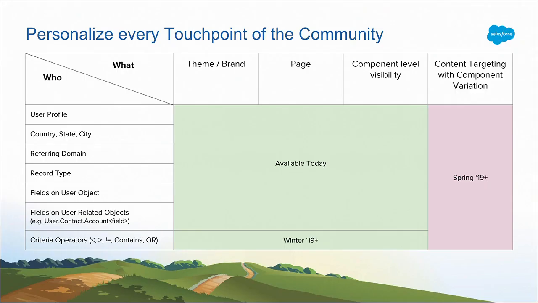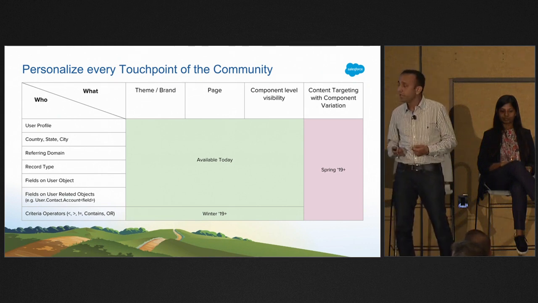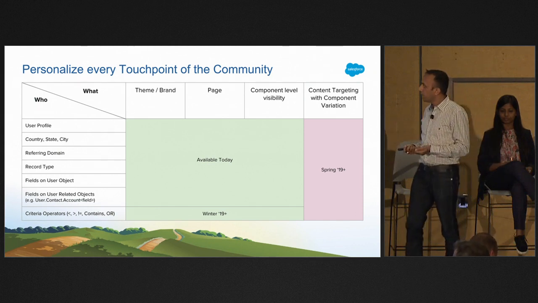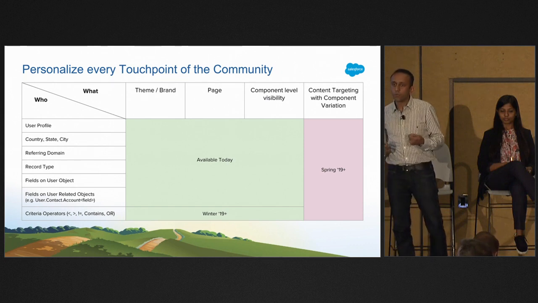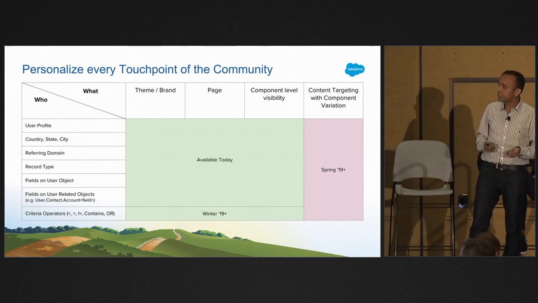Now, these are different who and what, right? So we talked about criteria. These are the different criteria which are available. So you have user profile, which is the profile of your community user. You can use their location, which could be city, state, or country, based on where they are coming from. Or it could be referring domain. If you have multiple custom domains pointing to your community, you can choose which one to use for your audience targeting.